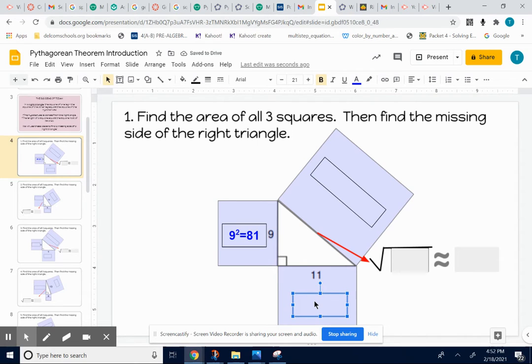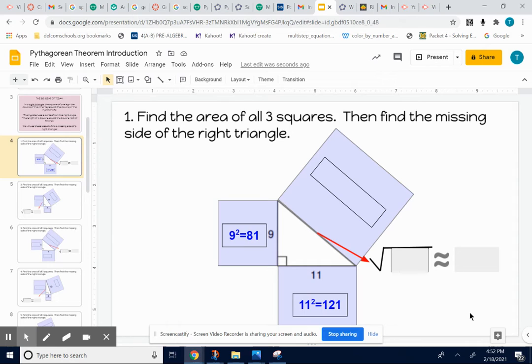I know the square. I can figure out the area of this other square. It has side 11, so it's an 11 by 11 square. Its area will be 11 squared, or 121. So we just find the two squares that we can find right away, just because we have the side length.